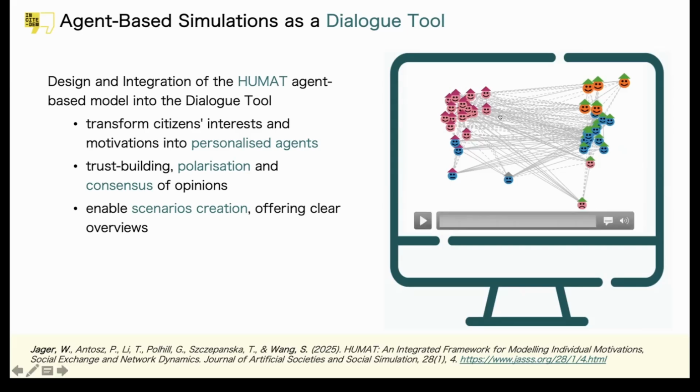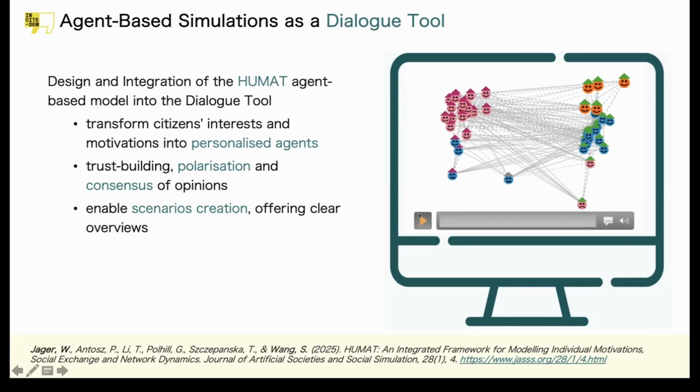Also, you see that they are very much networked. They're all connected in a social network. And when we run these kinds of simulations, we can dynamically follow the process over time. What is happening in terms of trust building? Do polarization processes happen? Or do they develop a consensus on a plan? So this allows us to enable scenario creation and getting an overview of possible dynamics.